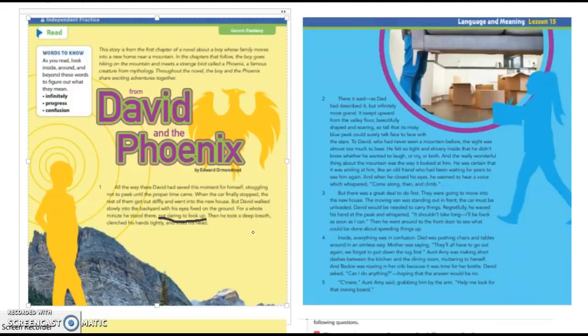Inside, everything was in confusion. Dad was pushing chairs and tables around in an aimless way. Mother was saying, "They'll all have to go out again. We forgot to put down the rug first." Aunt Amy was making short dashes between the kitchen and the dining room, muttering to herself, and Becky was roaring in her crib because it was time for her bottle. David asked, "Can I do anything?" hoping the answer would be no. "Come here," Aunt Amy said, grabbing him by the arm. "Help me look for the ironing board." Page turn to page 276.